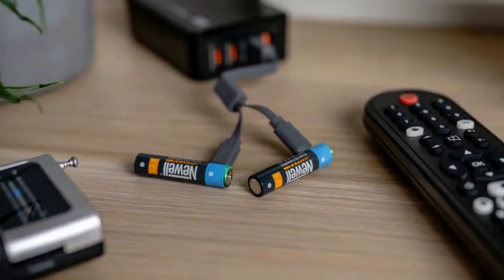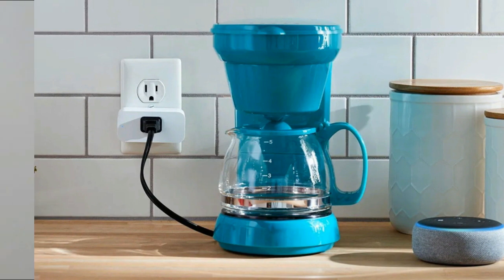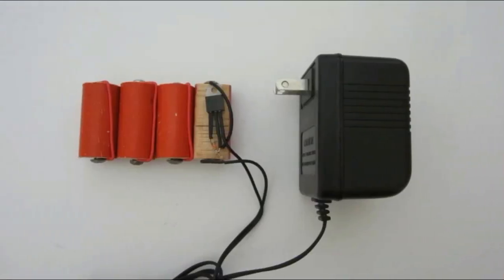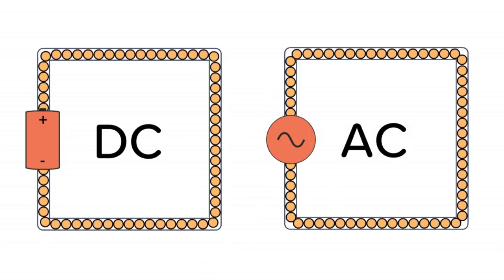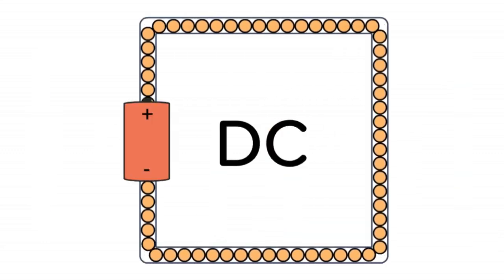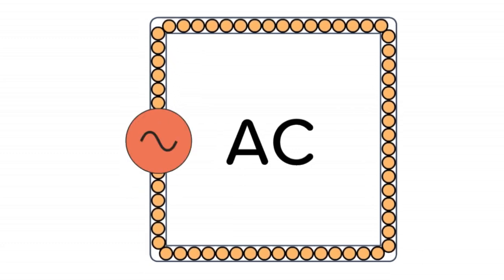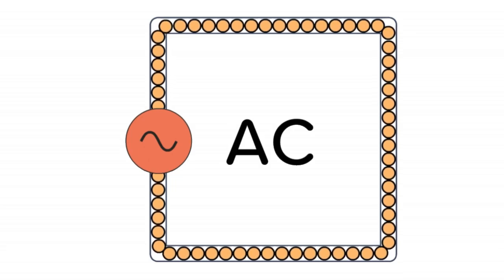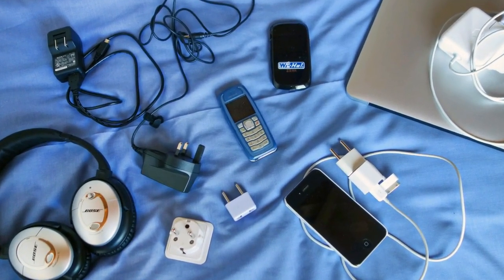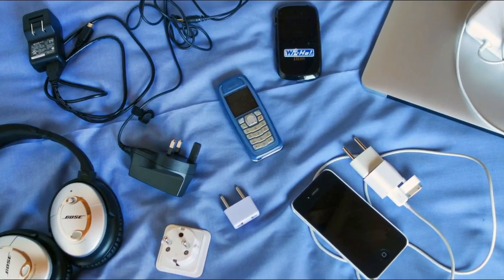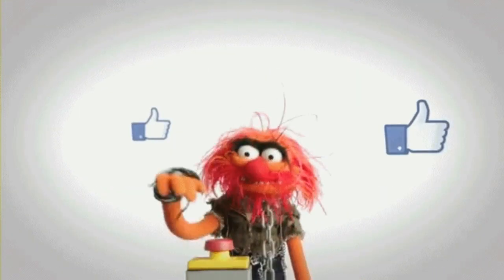If you have ever used a battery-powered device or plugged an appliance into a wall socket, you have encountered two different types of electric current: direct current, DC, and alternating current, AC. DC flows in one direction and has a constant voltage, while AC changes direction and voltage periodically. Most devices need either DC or AC to function properly, but sometimes you need to convert one into the other. How do you do that?